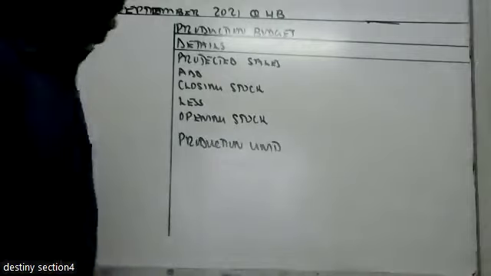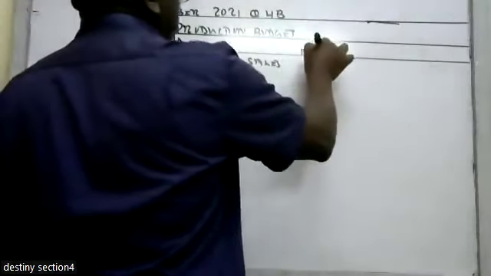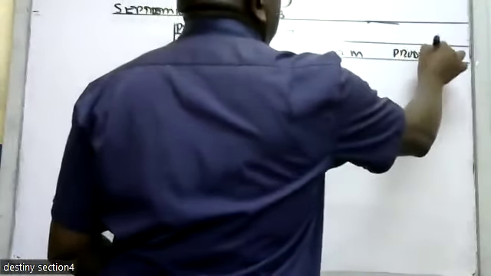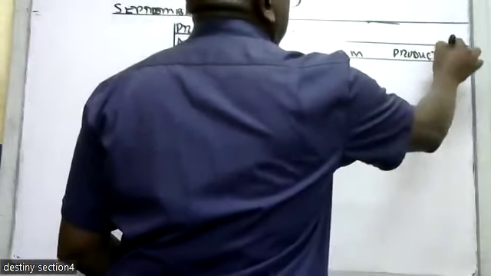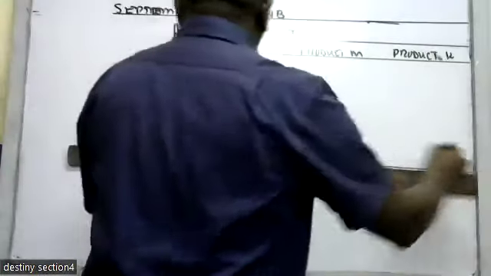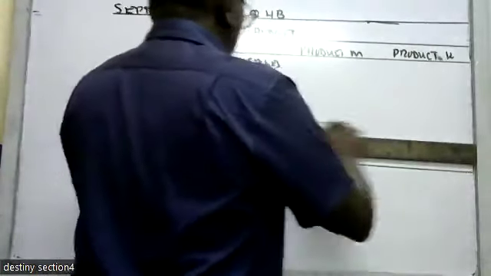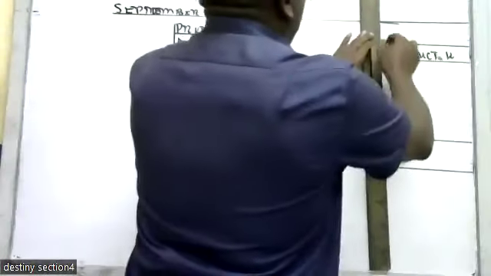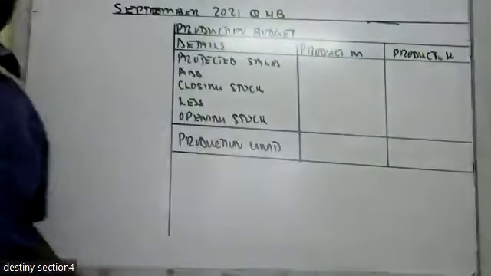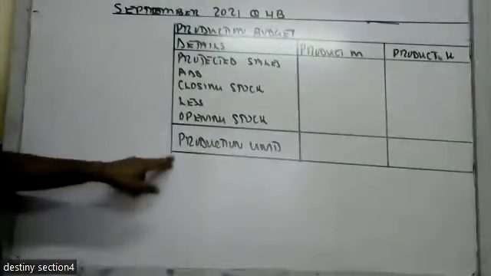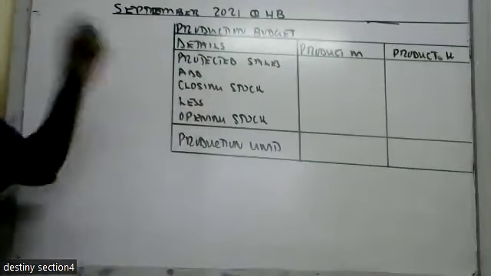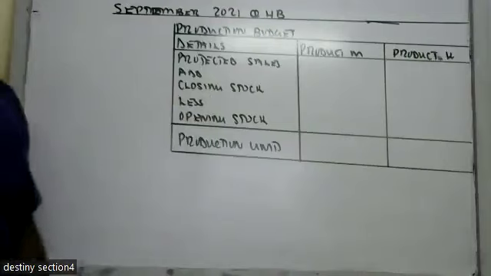So we have product M and product K. So anytime you see they are asking production value, this is the format. Projected sales, add closing stock, less opening.